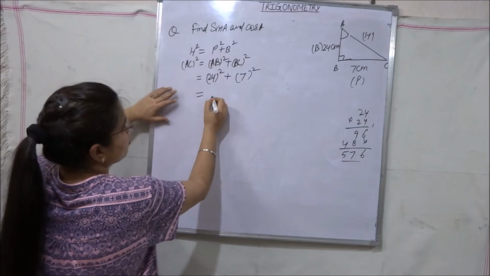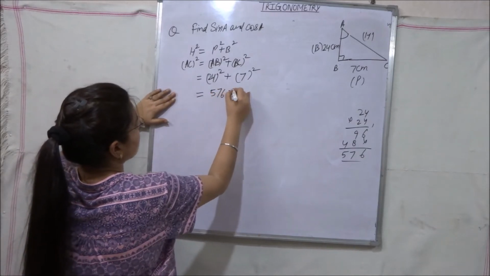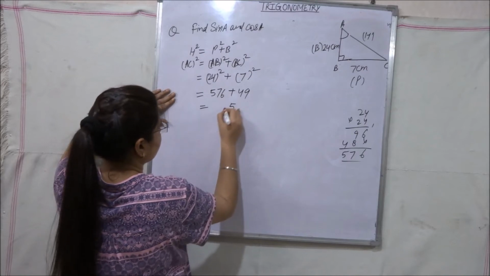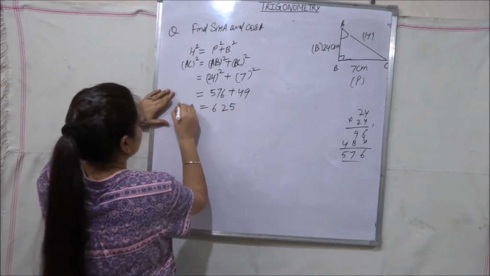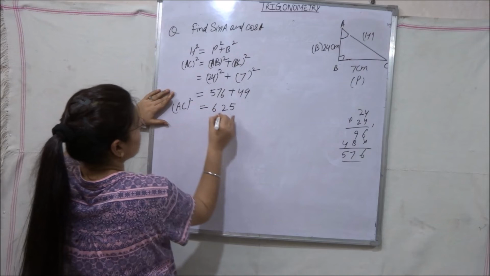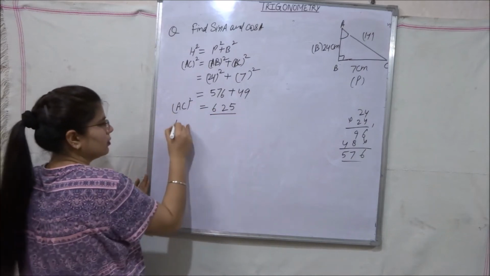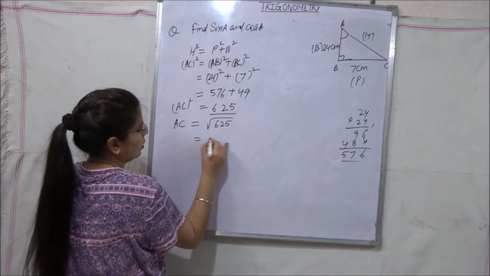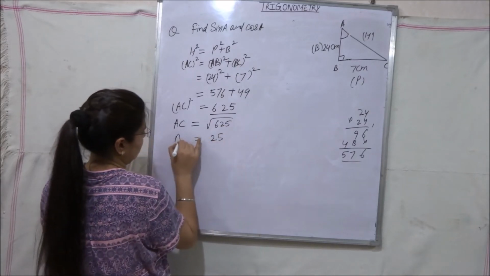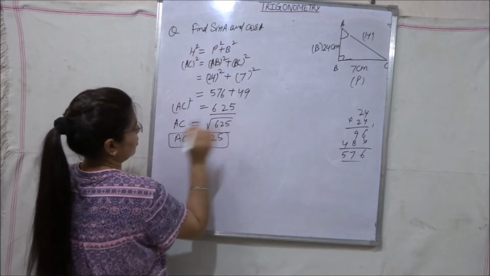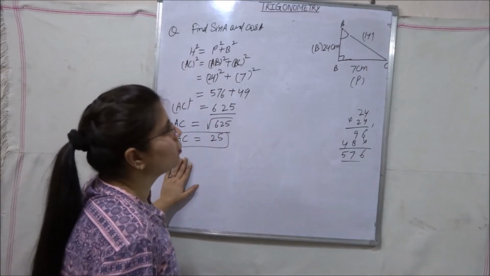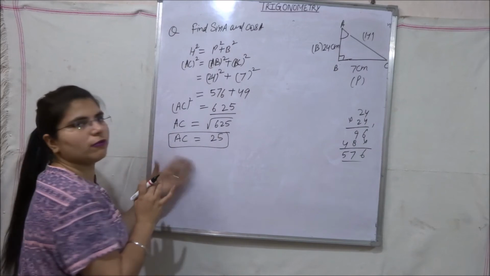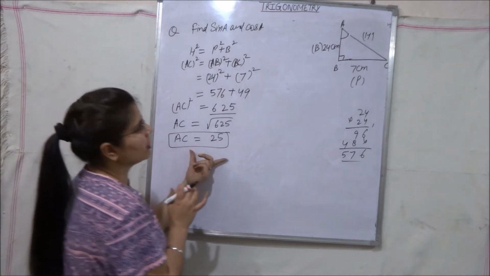So 24 square is 576 plus 49. So value of AC square is 625. So AC will be 25. So we have the value of hypotenuse, that is 25.